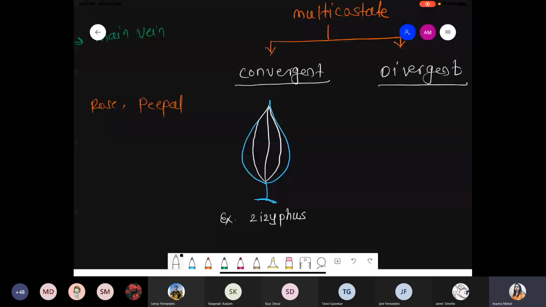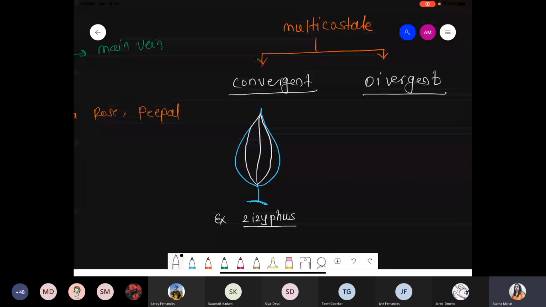Divergent means what? They originate from one point but they get dispersed. Like we say convergent evolution, divergent evolution, adaptive radiation, similar concept. So in the case of convergent, they originate from one end of the leaf, and at the second end they again get attached and meet each other. So that is convergent. And what is the meaning of divergent?